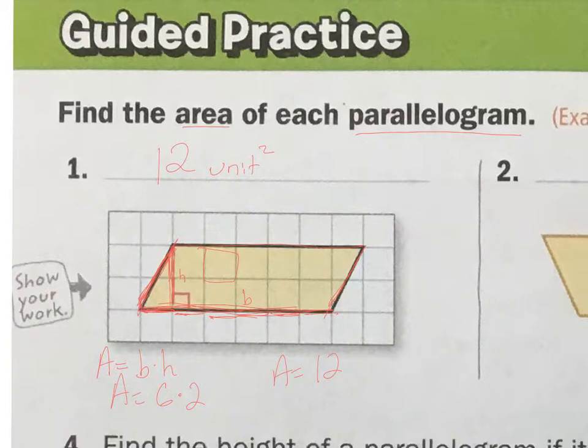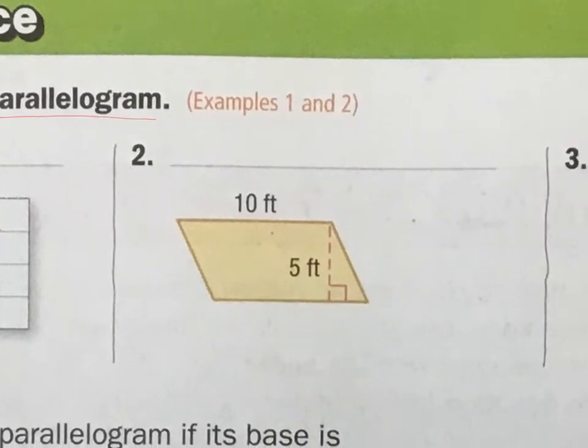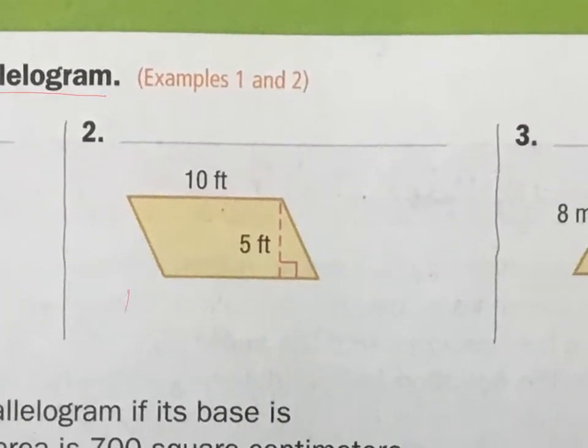Okay. Let's go to number 2. We know our formula. Area equals base times height. My base is right here. Area equals 10 times, this right here is my height, 5. Area equals 50, and it's feet. So it's 50 feet squared, because the area tells you how many little squares are inside. And it's 50 of them.